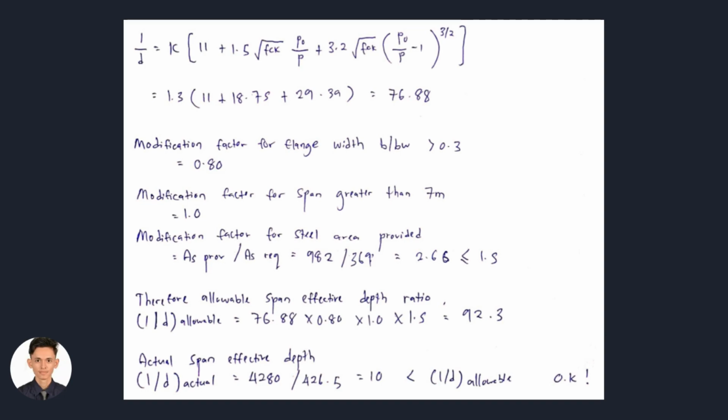So based on the deflection calculation, we got the allowable span effective depth ratio of 92.3, and the actual span effective depth we get 10, which is below the allowable span effective depth ratio, so the design will be okay.